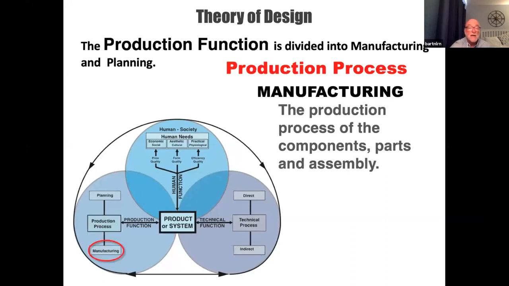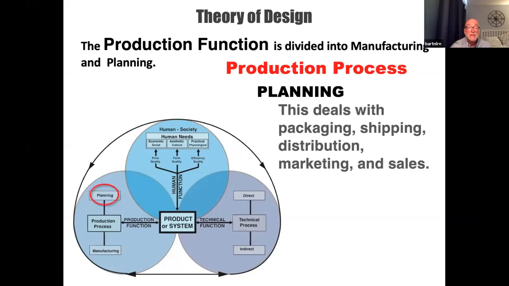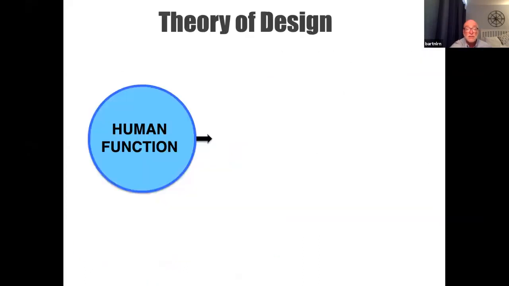And then you have the production process. So in the production process, you have manufacturing, the production process of the components, the parts, and the assembly. And then you also have here the planning. This deals with packaging and shipping and distribution and marketing and sales. Now, I want you to notice that these three realms, the human, technical, and production function, overlap to produce this new product or this system here.